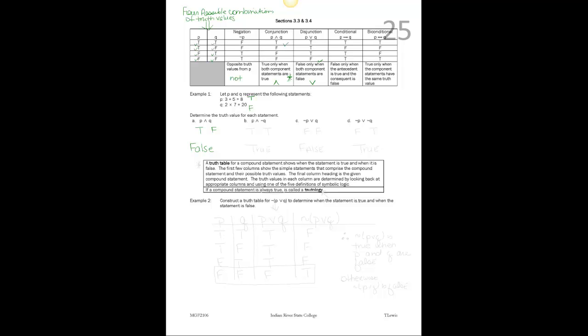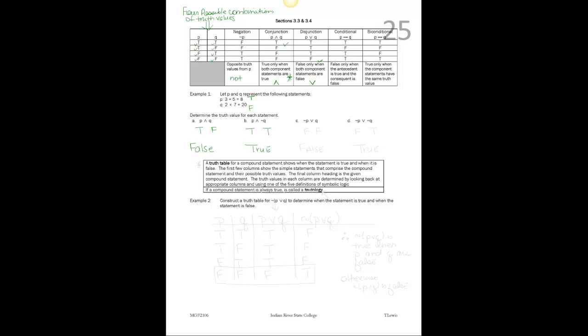Let's look at example B. We have P and not Q. P we call T, not Q. Well, initially we called Q false, so not Q, meaning the opposite of false, becomes true. So now we have P being true and Q being true. And this is a conjunction. Is this a true statement here? Yes, it's true because both P and Q must be true.